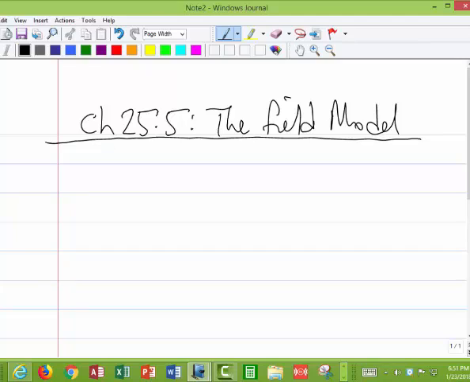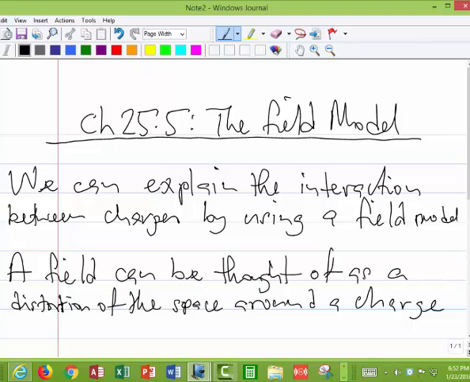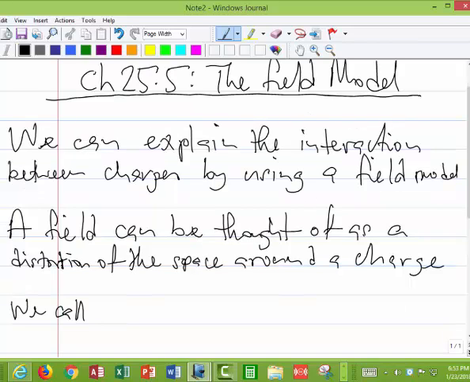So the idea of the field is that a particular charge distorts the area around it. Okay, so the concept of field means the field is a distortion of the area around a charge. So we can explain the interaction by using a field model. We can say that the field is a distortion of the space around a charge, and we call this distortion an electric field.